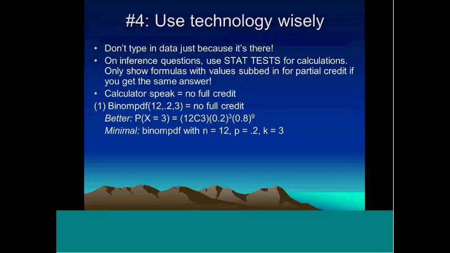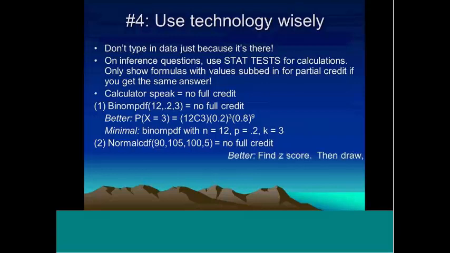Another option, though, is to use the calculator command, but indicate that n is 12, p is 0.2, and k or x, whatever you use for the number of successes, is 3. You have to label those inputs, those parameters that you're using for your distribution. Here's another example with the normal distribution. Kids can use normalcdf. If they just write that with the answer, no credit.